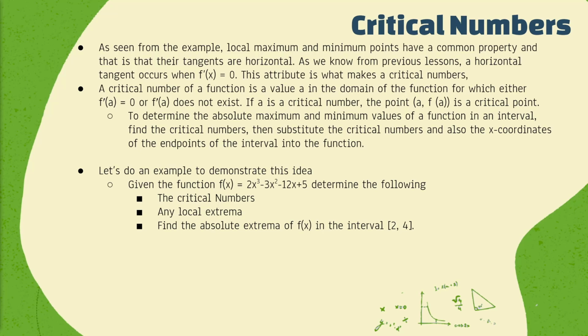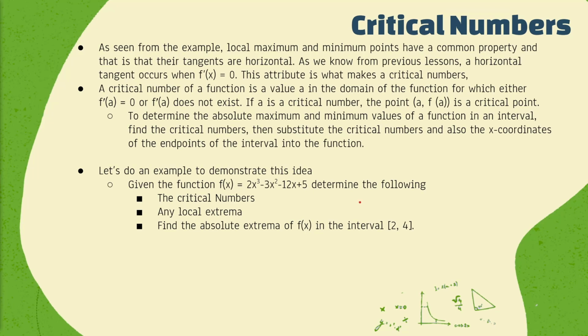So what do we do with those? Well, if we were to find the value of x for when these critical numbers occur, so when f prime of x is equal to 0, we could figure out the local maximum or the local minimum by simply plugging it back into our equation. So let's quickly do the following example.